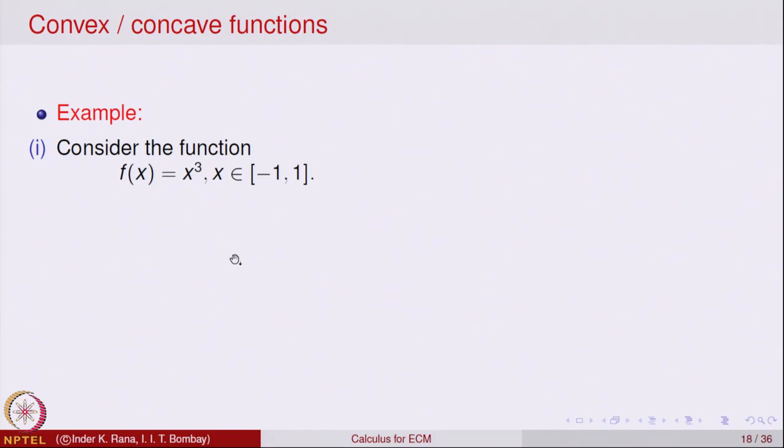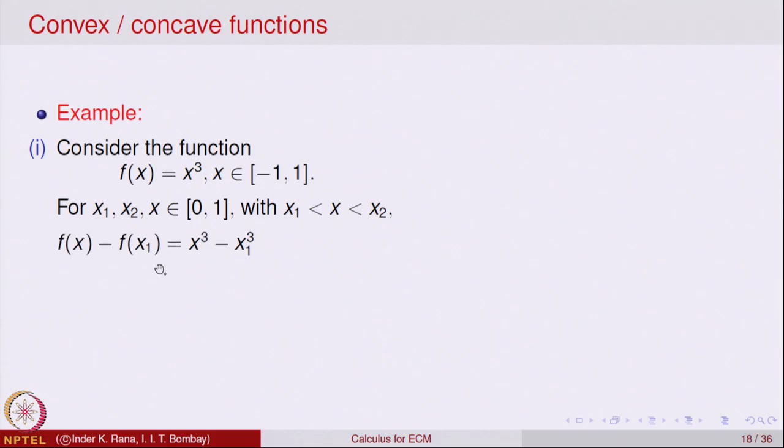We are not going to use the property of differentiability. In the definition of convexity and concavity, we just want to compute, given 2 points, whether the value of the function at a point is less than or bigger than the value at the line joining them. This can be done very nicely without any calculus tool. Let us take 2 points x 1 and x 2 and a point x in between them in the interval 0 to 1. Then let us look at f of x minus f of x 1.